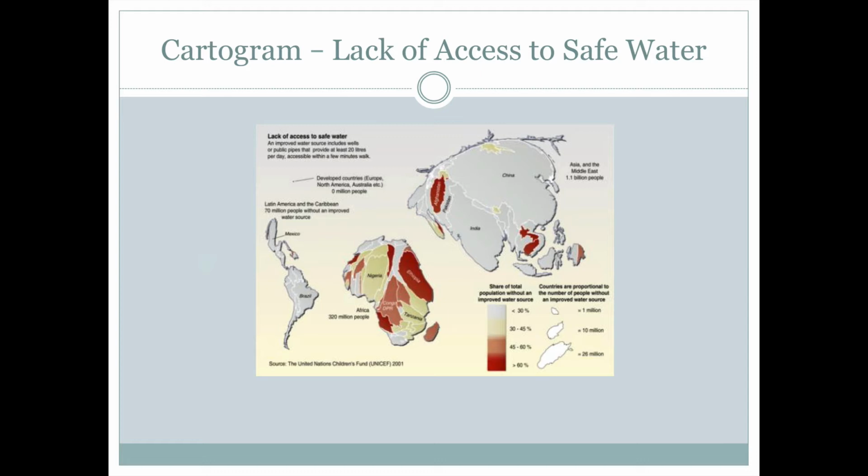Here's another one. This is showing lack of access to safe water and where that is the biggest problem. And as we can see in this one, Europe and North America, Australia, they completely disappear. They're just nothing. But in other countries, there's some issues, and we can kind of see by both the size and the color here where those issues are the most severe.